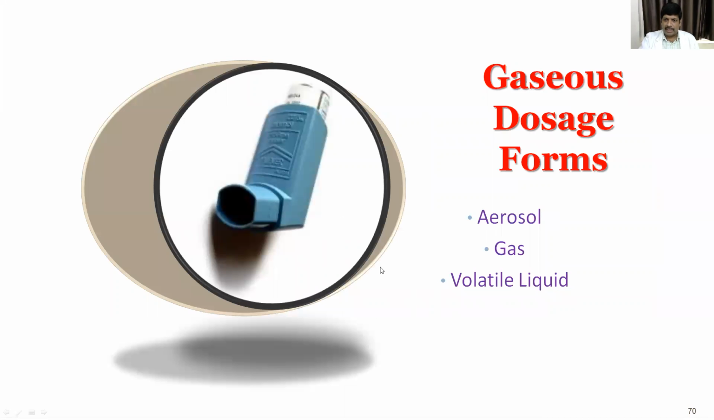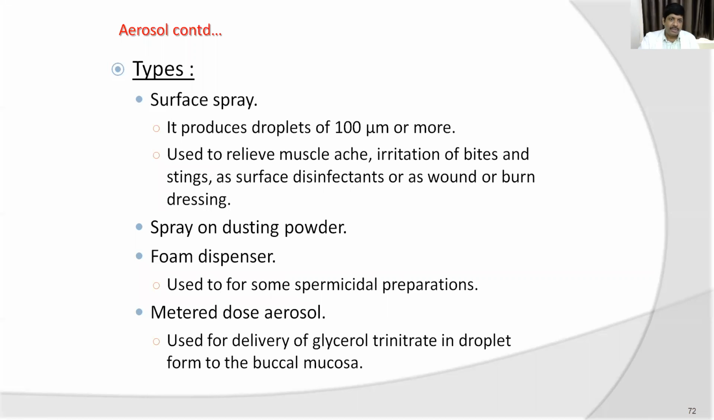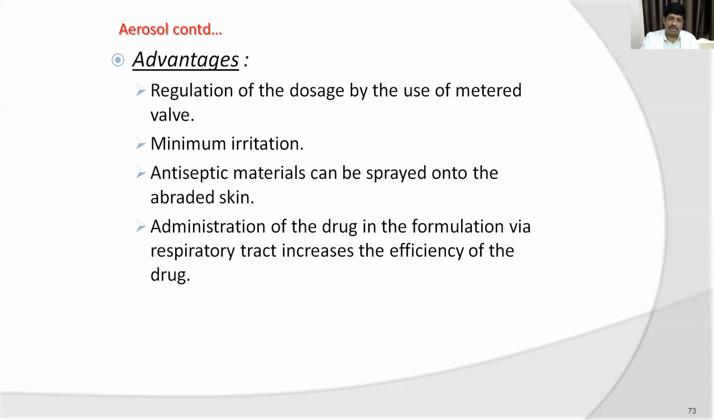Then gaseous dosage forms like aerosol, the gas or the volatile liquid. The classical example is where we use a deodorant, right? But there are many others. In that, carbon dioxide, fluorinated hydrocarbon, nitrogen, and many other gases are put under high pressure. So when you press the button, the medicament comes out with high force, and it looks like a gas form, but actually it's a liquid. Spray or dusting powders are there, and metered dose aerosols are there, in which a specific amount of drug will come. Advantage of aerosol: regulation of the dose by the use of a metered valve.